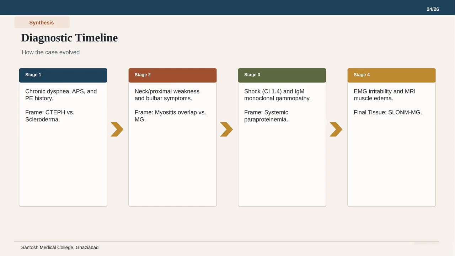Finally, in stage 4, the irritable EMG and MRI edema led to the muscle biopsy and the definitive diagnosis of SLONM-MG. Seeing the journey laid out like this highlights how each piece of data forced us to refine our diagnostic frame. It serves as a reminder that clinical reasoning is a dynamic process. Now, let us summarize the key clinical pearls from this challenging case.